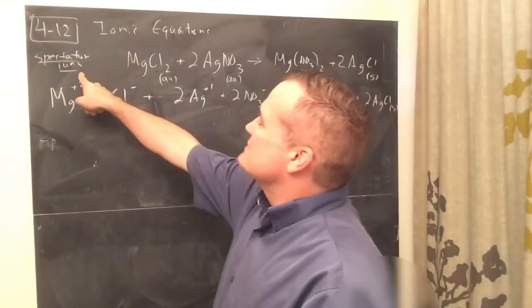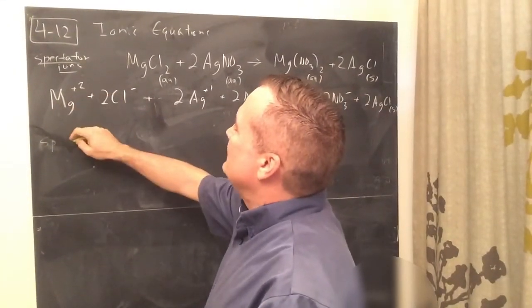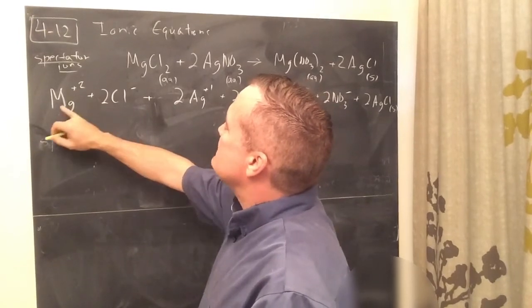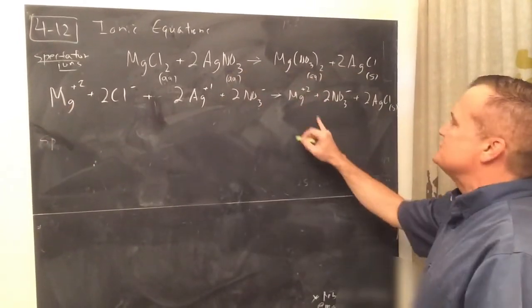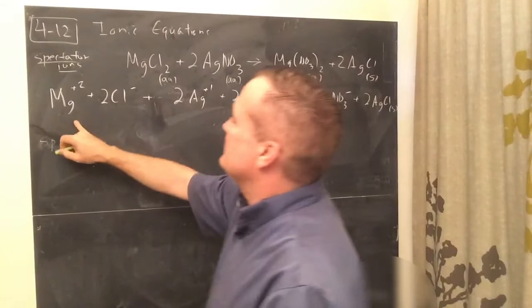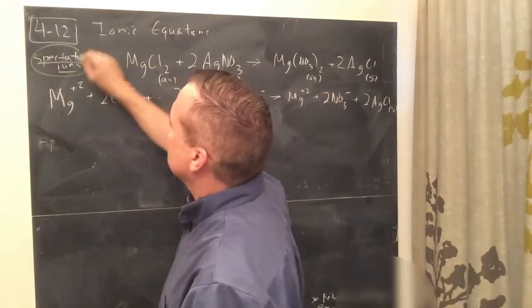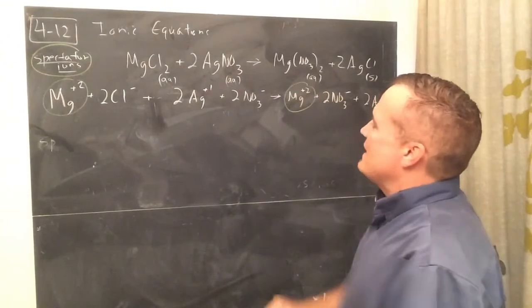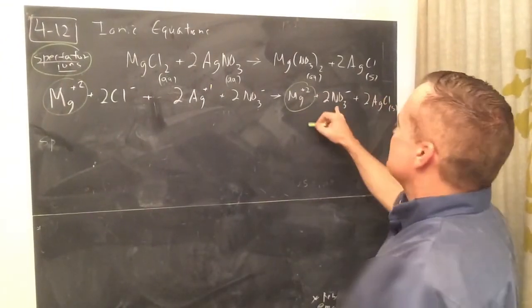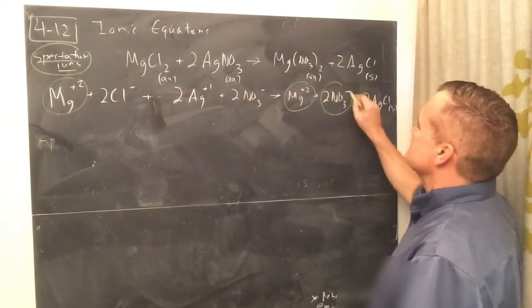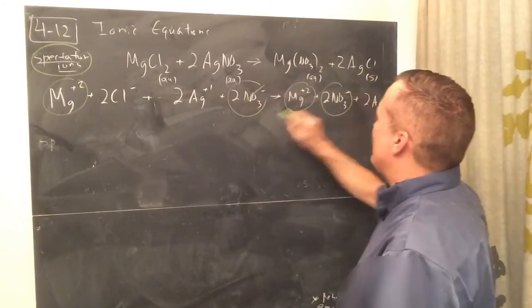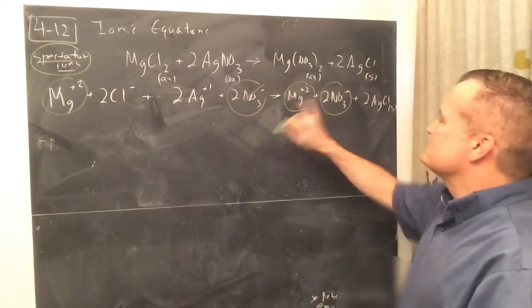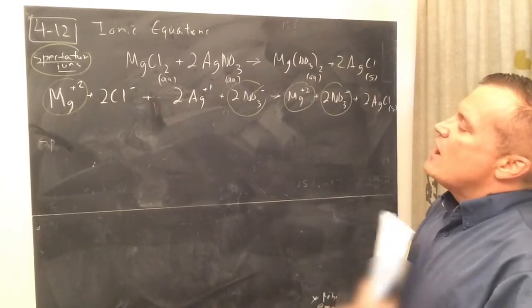Back to this. Okay, so spectator ions are anything you see on the left and on the right unchanged. Magnesium plus 2, magnesium plus 2. So it's a spectator. Now I'm going to just circle it for right now. All right, and then anything else? Nitrate and nitrate was not involved in the chemical reaction. Okay. Oh, I put a line already. Well, okay.